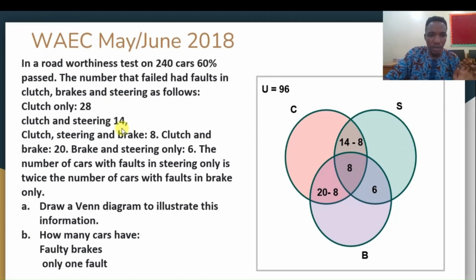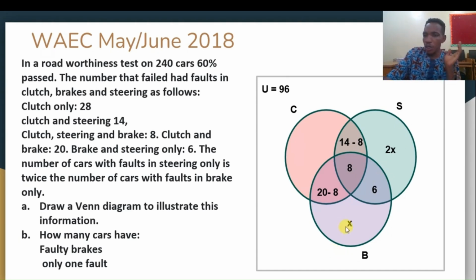So now let's look at what we have. Clutch only is 28. Okay, so I'm going to fill that. Before we fill the rest, we said the number of cars with faults in steering only, so this place is steering only, is twice the number of cars with faults in brake only. So if brake only is x, that means steering will be twice of brake only, which should be 2x. I believe that makes sense.